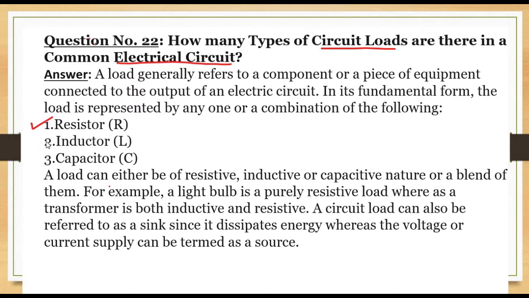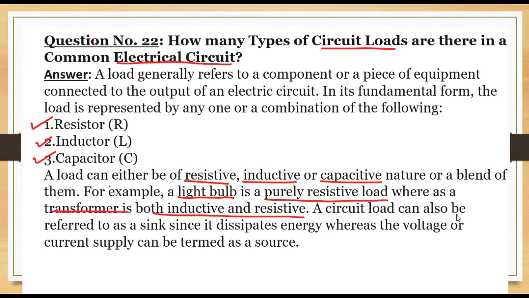Then due to the presence of an inductor, it will be inductive load, and due to the presence of a capacitor, it will be capacitive load. A load can either be resistive, inductive or capacitive in nature, or it can be a blend of them, means a combination of all three. For example, a light bulb is a purely resistive load, whereas a transformer is both inductive and resistive.